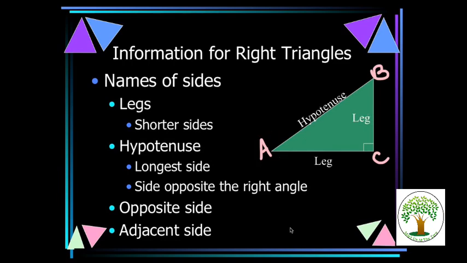What would be the opposite of angle B? AC. Very good. Very straightforward. Okay, what about the opposite of angle C? AB or BA, which is the hypotenuse.